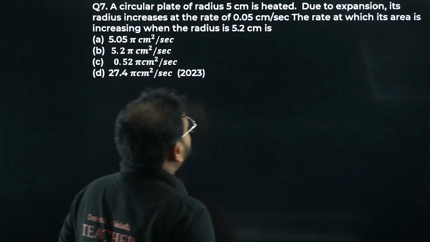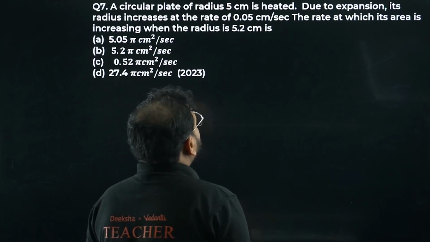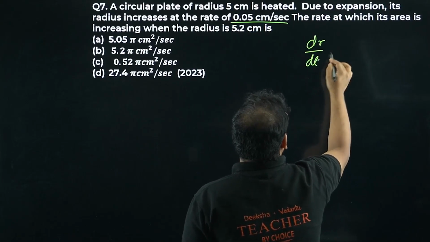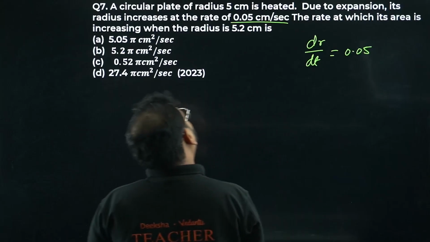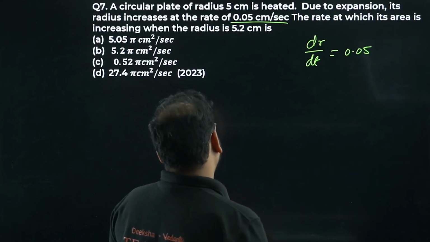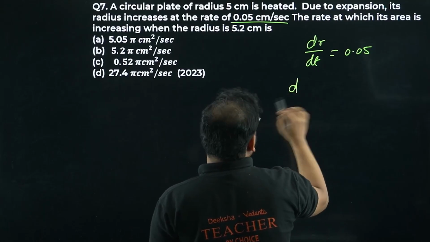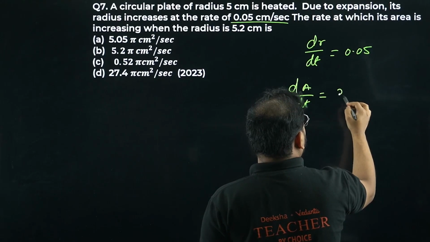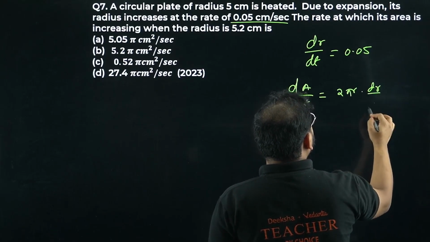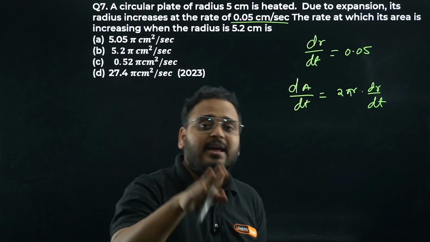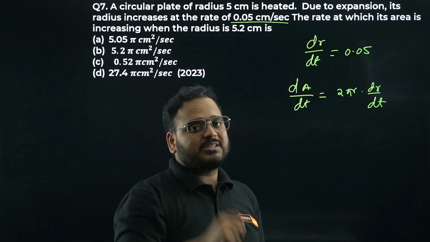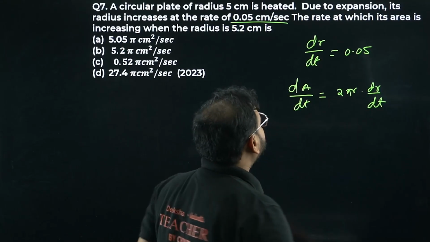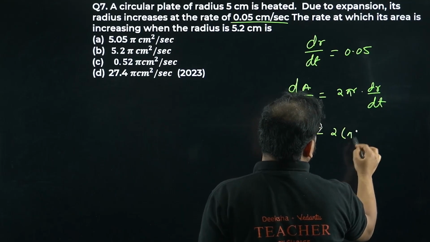A circular plate of radius 5 cm is heated. Due to expansion, its radius increases at the rate of, it means dr by dt is given, 0.05. We'll see the rate at which the area is increasing. Please check, we're looking for dA by dt. Area is pi r square for a circular plate. So pi is a constant, derivative of r square will be 2r only, right? So 2 pi r dr by dt.